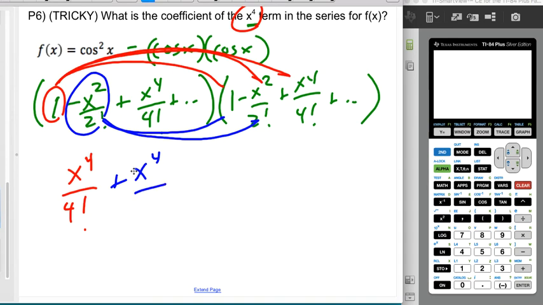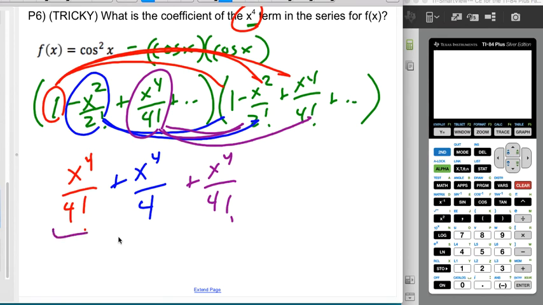Over, this is 2 times 2. 2 factorial is 2, so 2 times 2, which would be 4. And then when I distribute this guy, I get an x to the fourth, so that's plus an x to the fourth over 4 factorial. But anything else I multiply by is too big, it's not an x to the fourth. So this is what I want. These are all my x to the fourth terms, and I need to put them together.